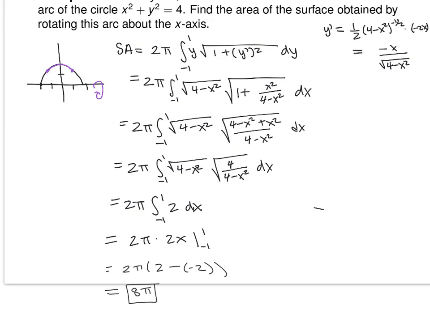This process could be used to prove that the surface area of a sphere is 4 pi r squared. So if you want to do that for fun, it's not actually very hard. You can go ahead and give it a try.